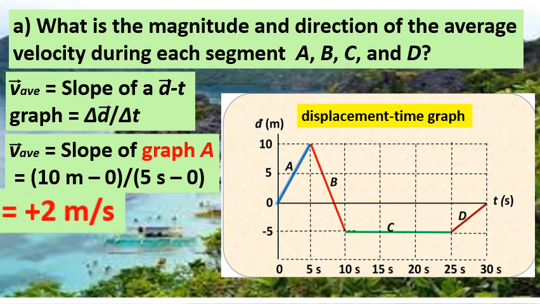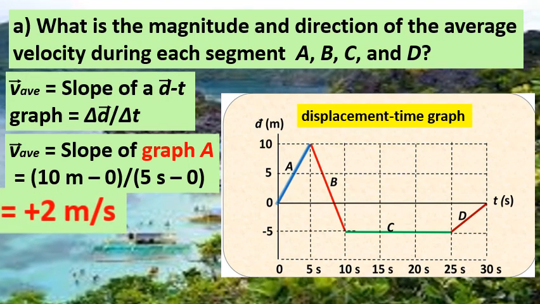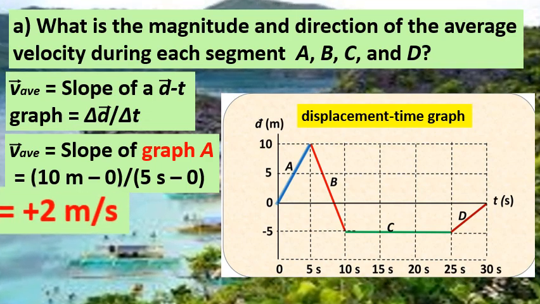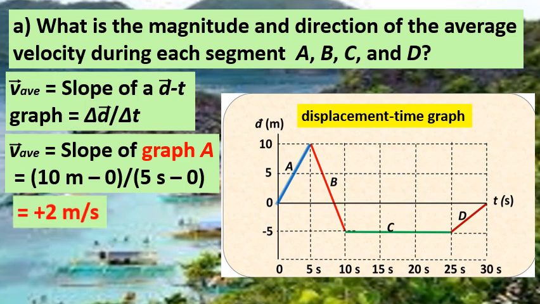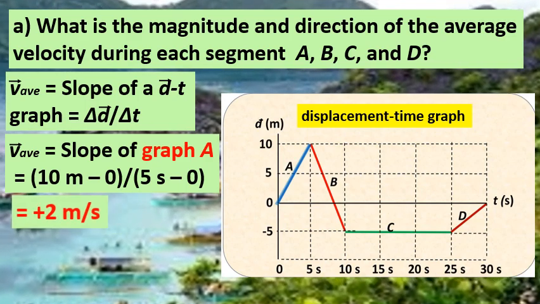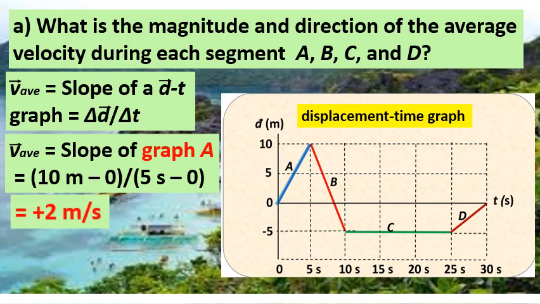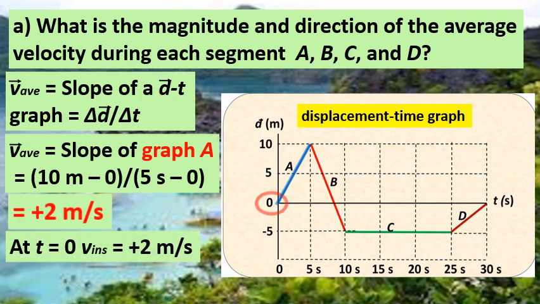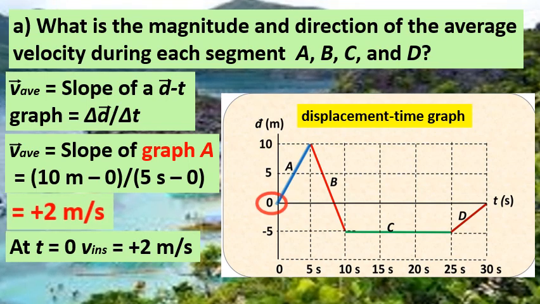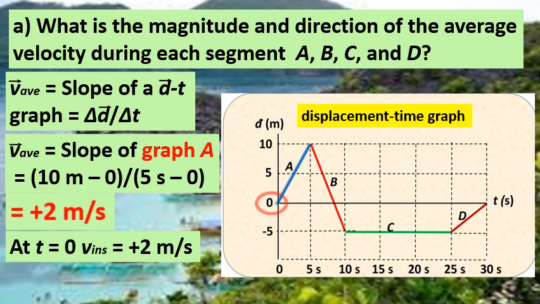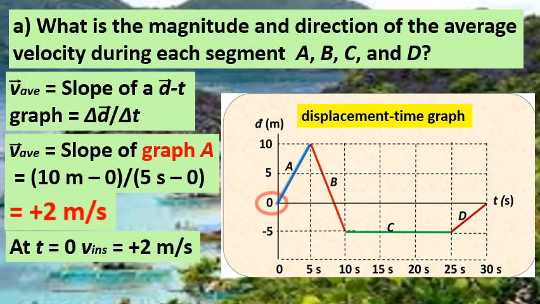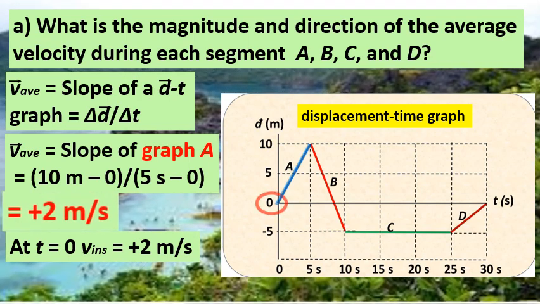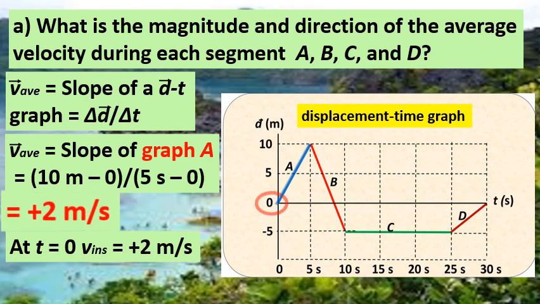With this as the average velocity for the first 5 seconds, it is also correct to say that at any instant within the graph segment A, including at time equals 0, we can safely say that the instantaneous velocity of the particle at time equals 0 is in fact equal to positive 2 meters per second, just equal to the average velocity within the time interval from 0 to 5 seconds.